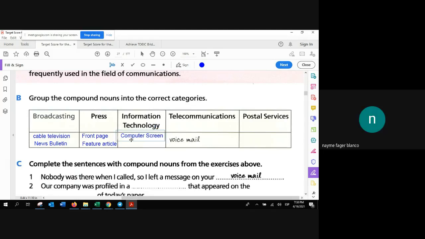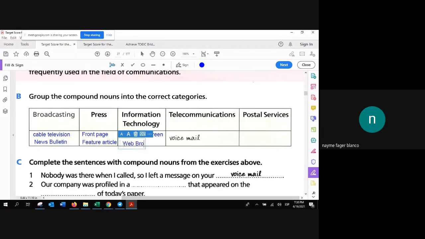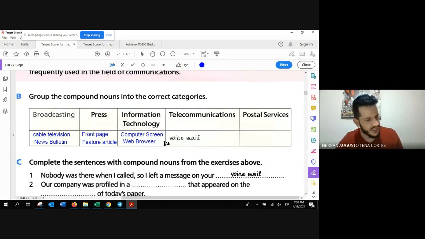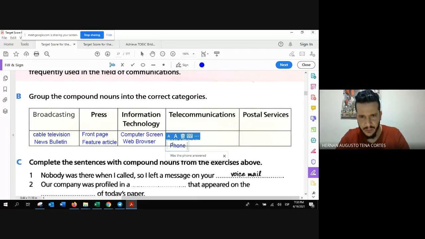Okay, one more. Web browser. That's right, web browser. For telecommunications, we have voicemail. What other object can we use for telecommunications from the list? Phone booth. Yes, very good. Phone booth is definitely one we can use.